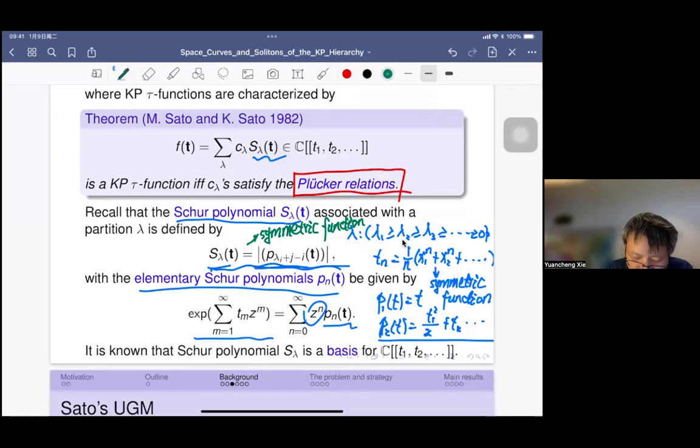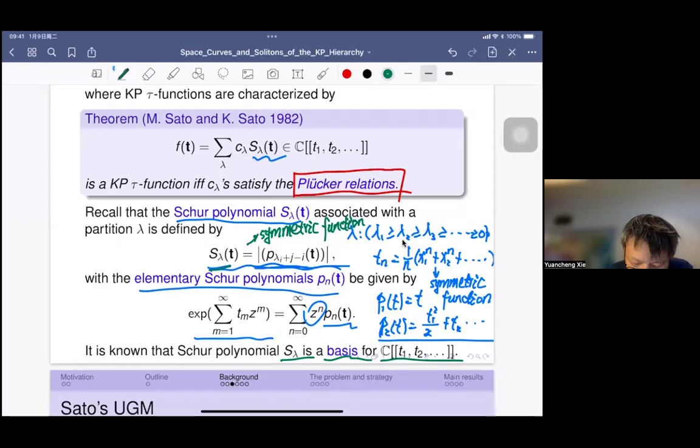And we know that the power sum functions are generators for the ring of symmetric functions. And then we use them to get an additive basis for the symmetric functions. And we know that these Schur polynomials have extremely nice properties. For example, if we use T1, T2, T3 as variables, then S_lambda will be a basis for this formal power series ring.